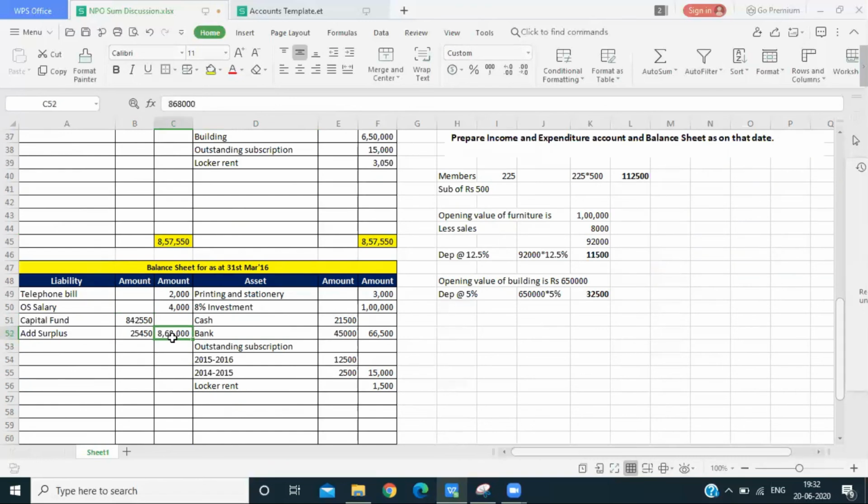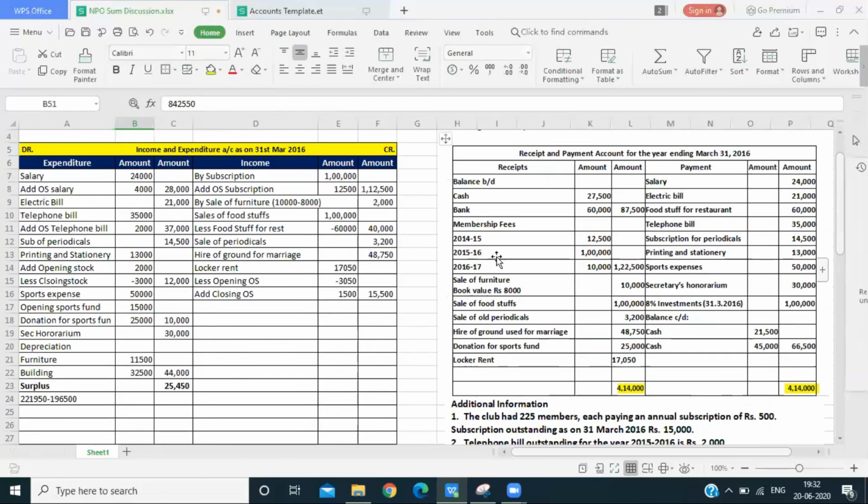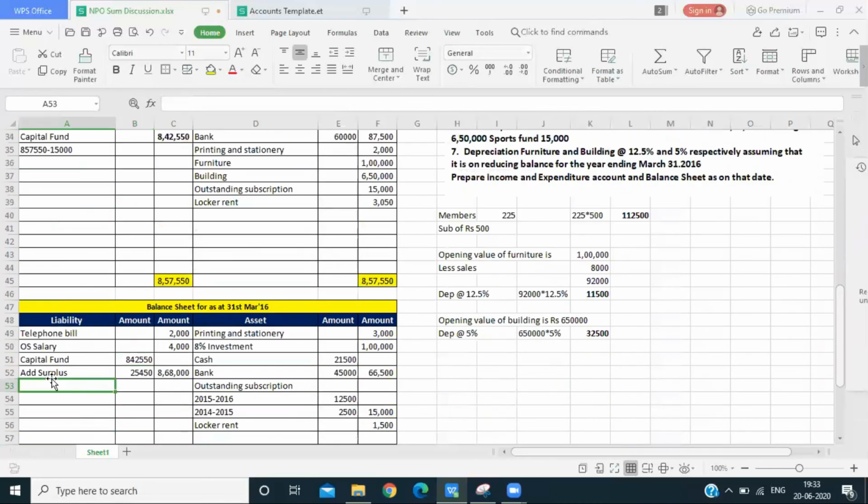And in the closing balance sheet, we have to show any subscription which has been received in advance. For 2016-17, we have received rupees 10,000 in the current year itself. So until 2016-17, it is our liability. So subscription received in advance will be our liability. Subscription received in advance rupees 10,000.